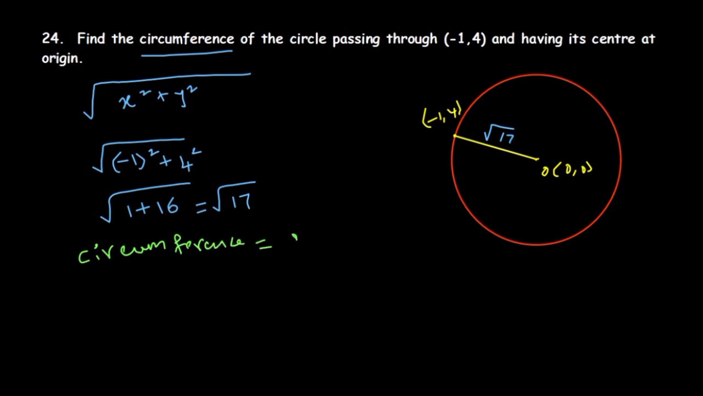This formula is 2 pi r. 2 into, so pi value is take 3.14, and the radius root 17 value you can find to at least 2 decimal places. So how to find this? Take 17.0000.